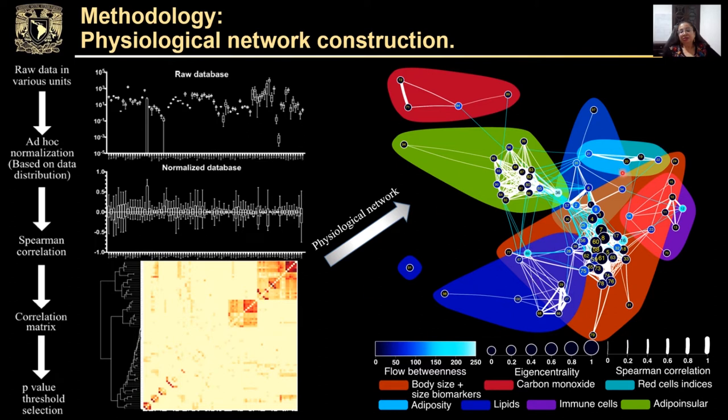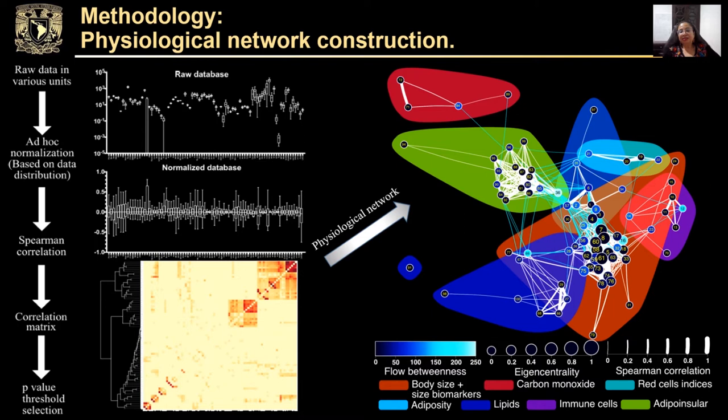So we can construct a physiological network. This physiological network is very interesting because we don't need only to make a separation between the groups, and these groups are physiological functional groups. Their body size and size biomarkers are, for example, in this unit, adiposities in this, lipids are in this region, immune responses in these variables. So you can understand all the systems that integrate the human body by constructing this physiological network.